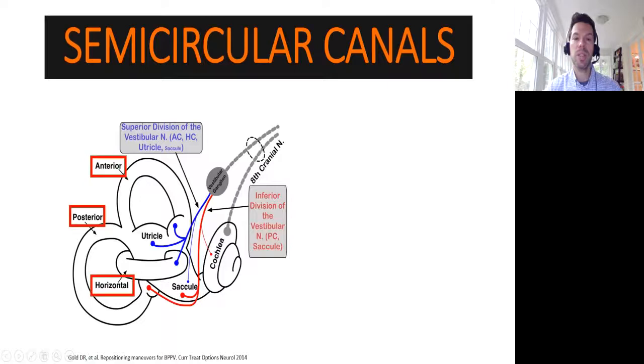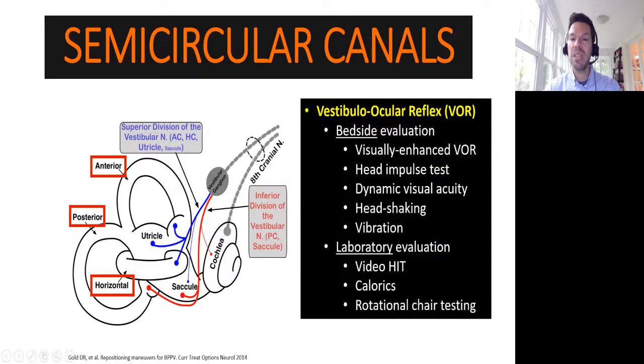So semicircular canals, mainly we're talking about the vestibulo-ocular reflex here. That's what the semicircular canals do. They're the angular acceleration detectors. At the bedside, we can evaluate for these. We're going to go through one by one. As far as laboratory evaluations, we're mainly thinking about or using video head impulse.